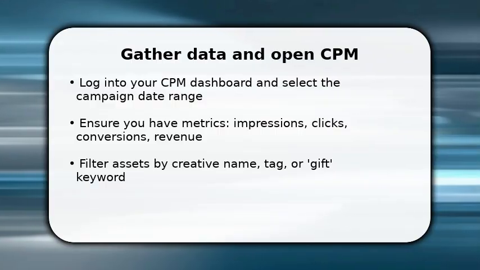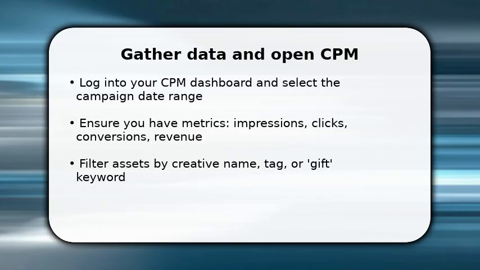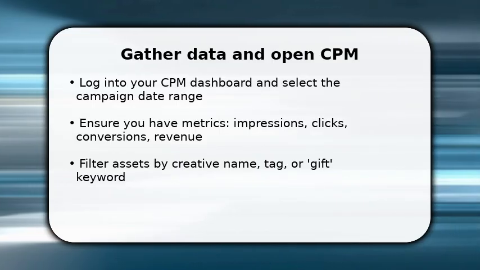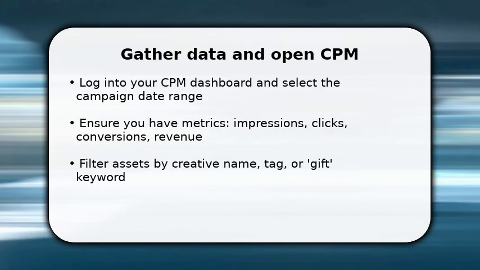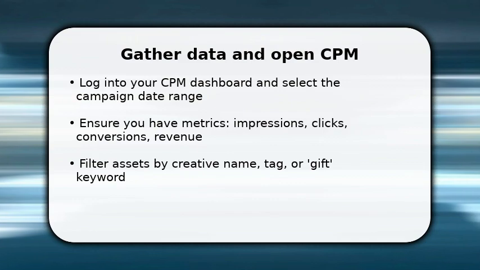You begin by opening the CPM platform and pulling the campaign window you care about. Make sure the date range covers launch through current. Next, load core metrics, impressions, clicks, conversions, and revenue, because you'll need them to calculate effective CPM and contribution. Once done, use the search or tag filters to show creatives or line items with the word gift or an equivalent tag. This immediately narrows the dataset, so you can start measuring rather than guessing.